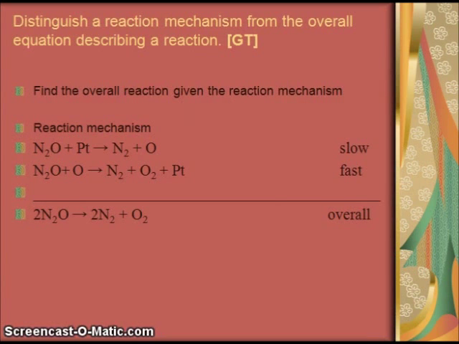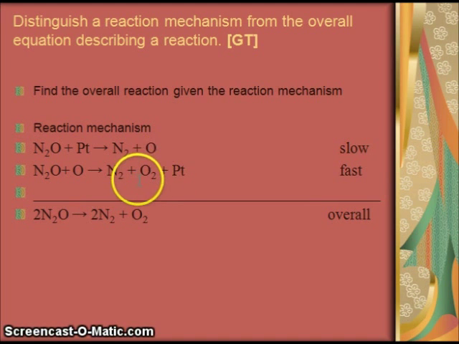To find the overall equation which describes this reaction, let's consider the 2 steps of the reaction mechanism. We can see that N2O shows up as a reactant in both processes, so we'll go ahead and add those to come up with 2 N2O. We see that the same thing will occur on the product side for N2, nitrogen. So once again, we will add those to come up with 2 N2.